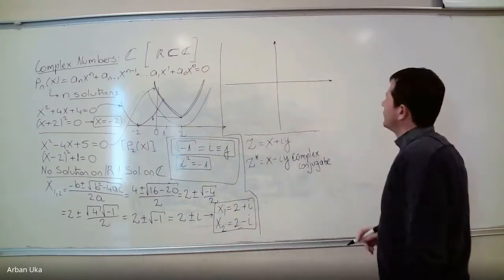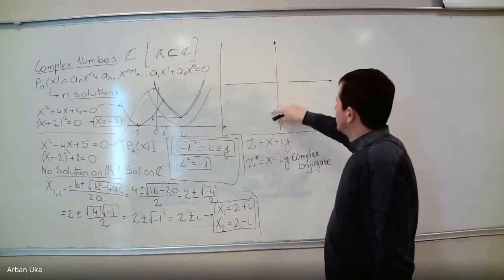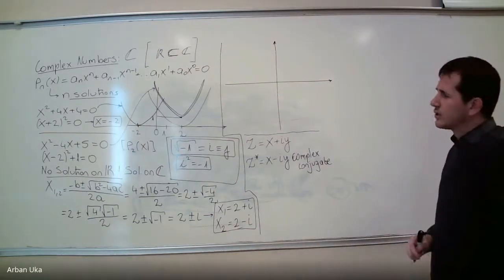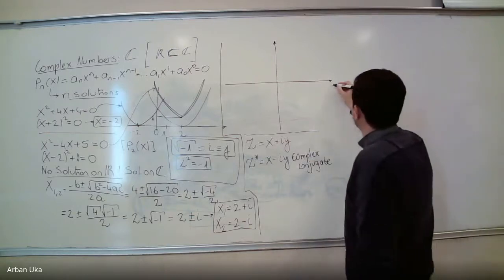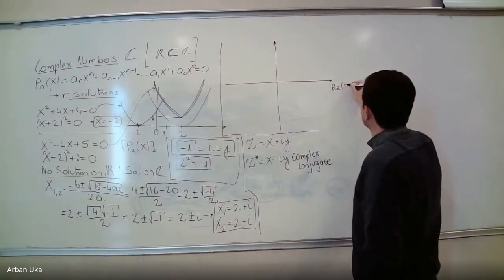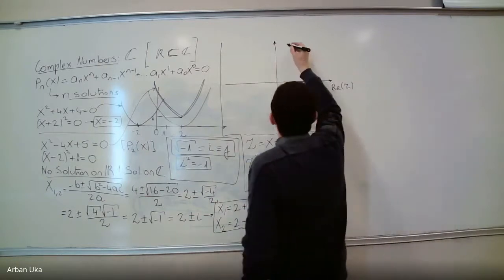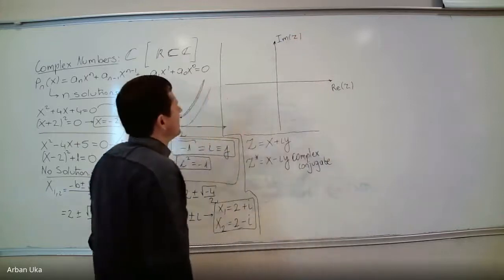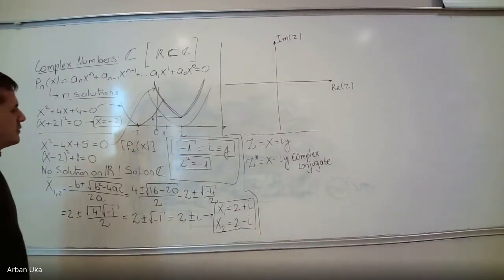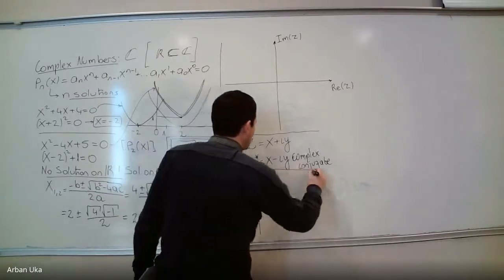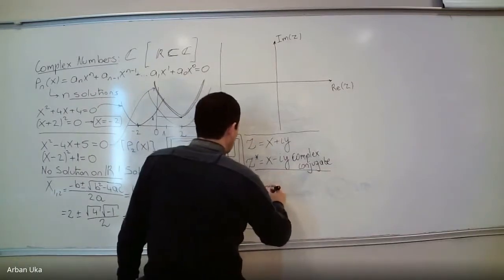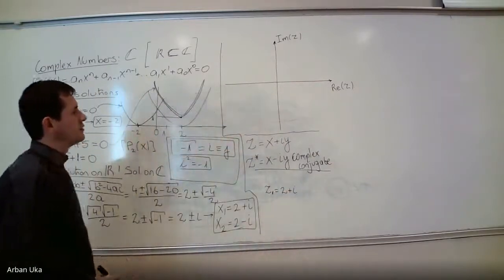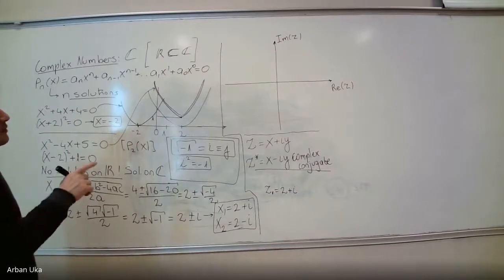So here we have a plane where we try to plot the complex numbers. Now the horizontal axis, we consider the real part of the complex numbers. On the y-axis, we put the imaginary part of the complex numbers. So if we are to plot the numbers, let's assume for a moment that we have a number z1 which is equal to 2 plus i. This is a complex number. Where is it on that plane?